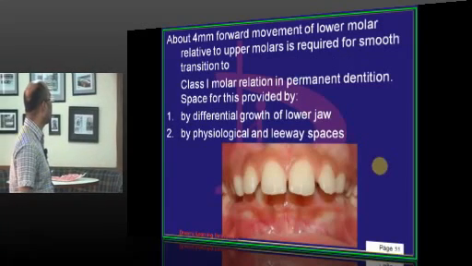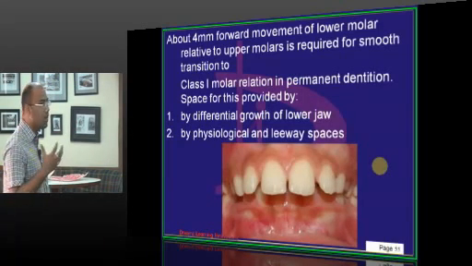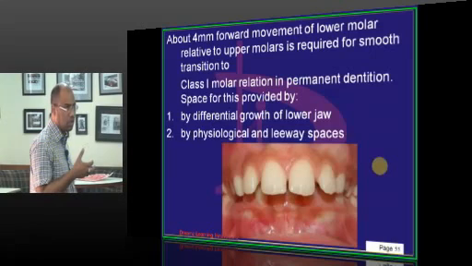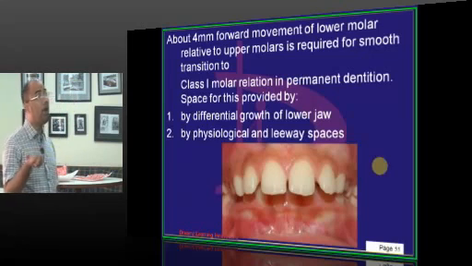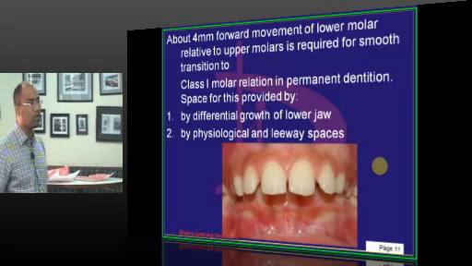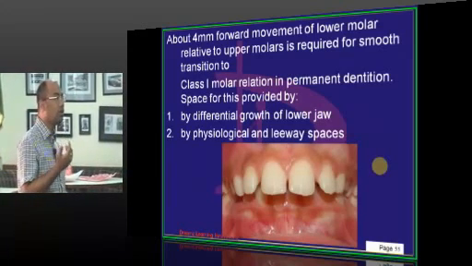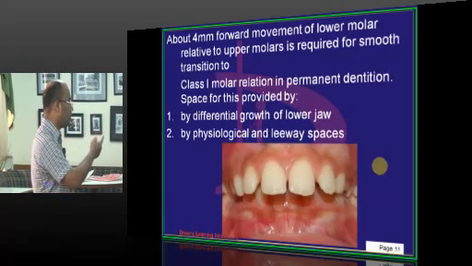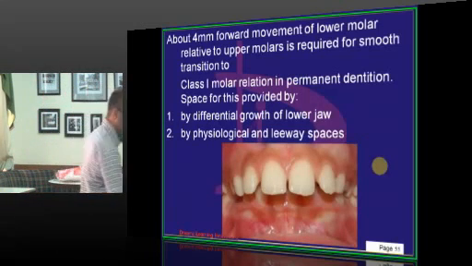About 4 mm of forward movement of the lower molar relative to the upper is what is required for a smooth transition to class 1 in the permanent dentition. And where is this space gained from? One source is the differential growth of the lower jaw. There will be some amount of differential growth. The lower jaw will grow slightly more than the upper jaw. This again goes back to your cephalocaudal gradient of growth. Since the lower jaw is away from the cranium, it will grow relatively more when compared to the upper jaw. So that differential growth of the lower jaw will account for it, and the other source is your physiological or leeway spaces.